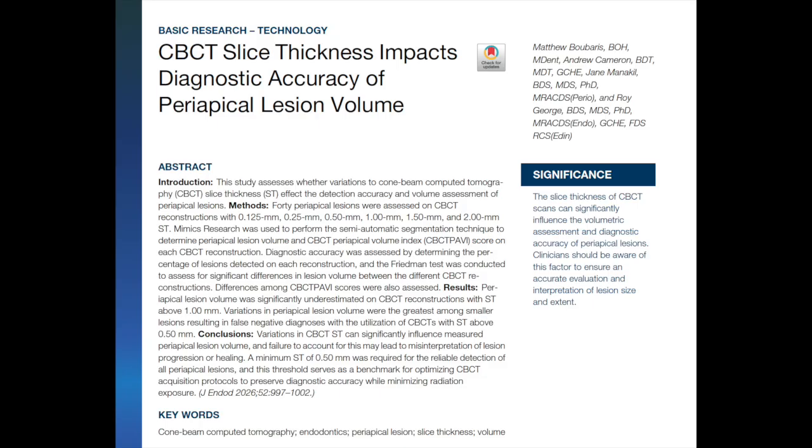Today's paper is a retrospective study done by an Australian group and published earlier this month. Their aim was to determine if changes in CBCT slice thicknesses influence the diagnosis and volumetric assessment of periapical lesions, and whether these effects vary with lesion sizes.